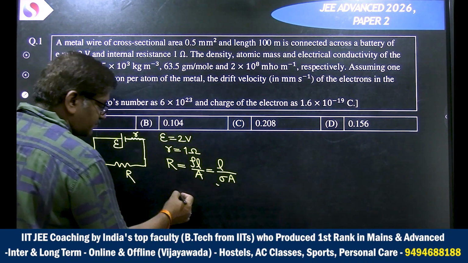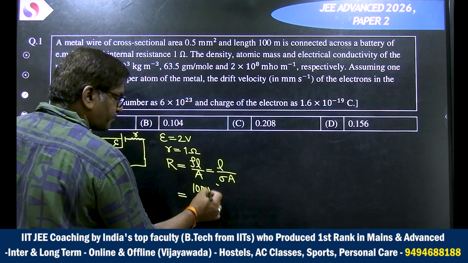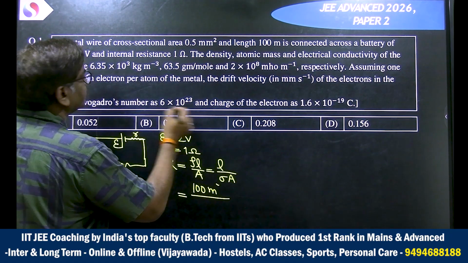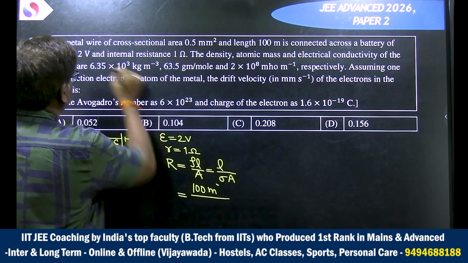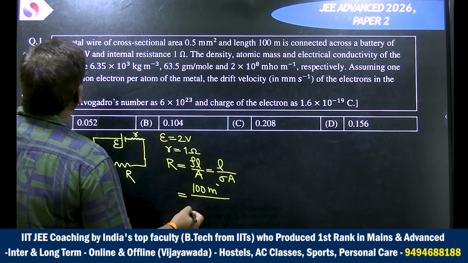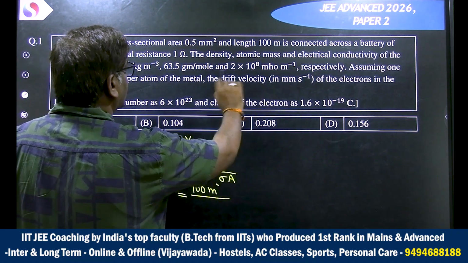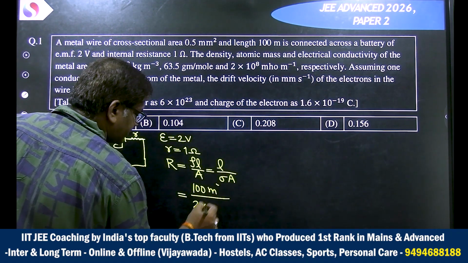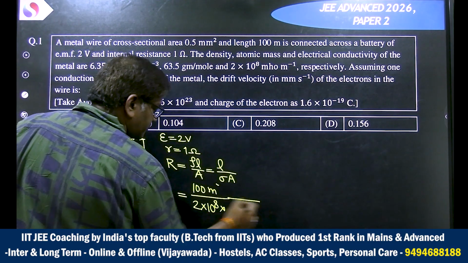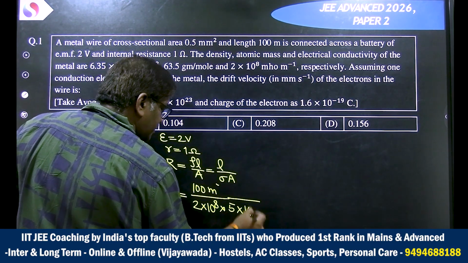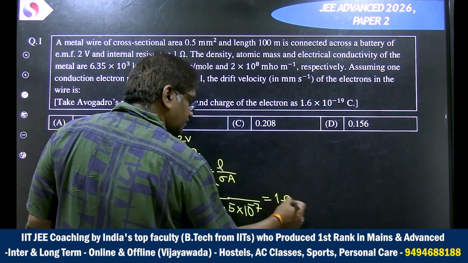Now substituting these values, L is 100 meter, the electrical conductivity is 6.35, not 6.35, electrical conductivity is 2 into 10 to the power 8, and area that is given to you 5 into 10 raised to the power minus 7. So by solving this, we are getting 1 ohm, right?